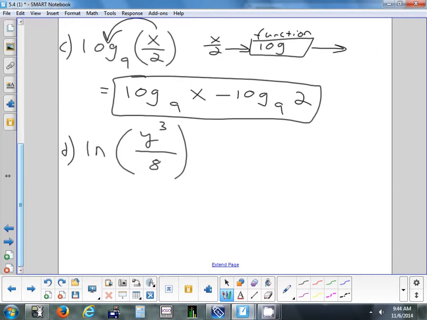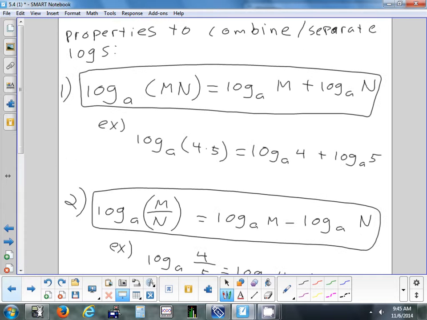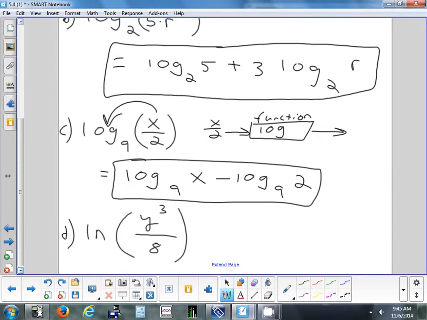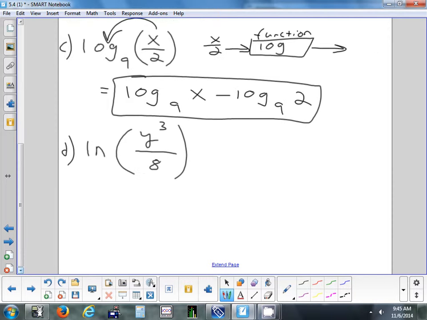And let's look at this one. Natural log of y cubed divided by 8. We can do it exactly the same way. All these formulas apply to any base you want. Okay? Even base e, which is what this example is. Anyone think they could tell me the whole answer there?